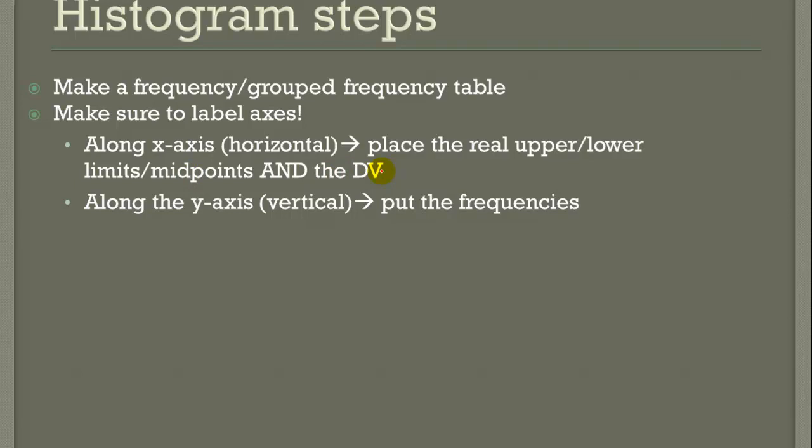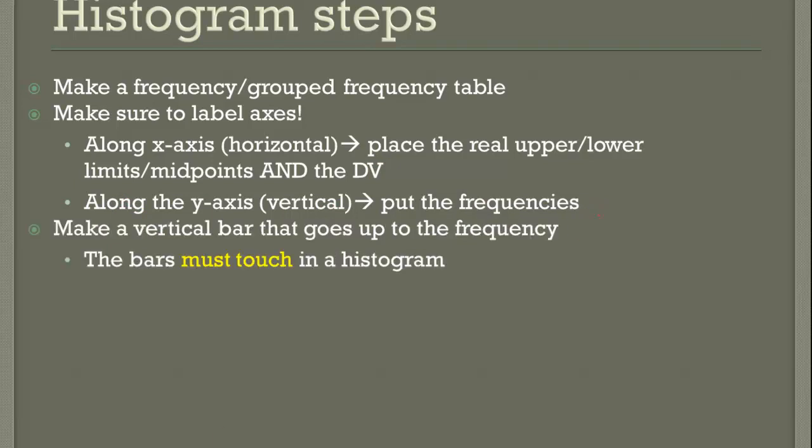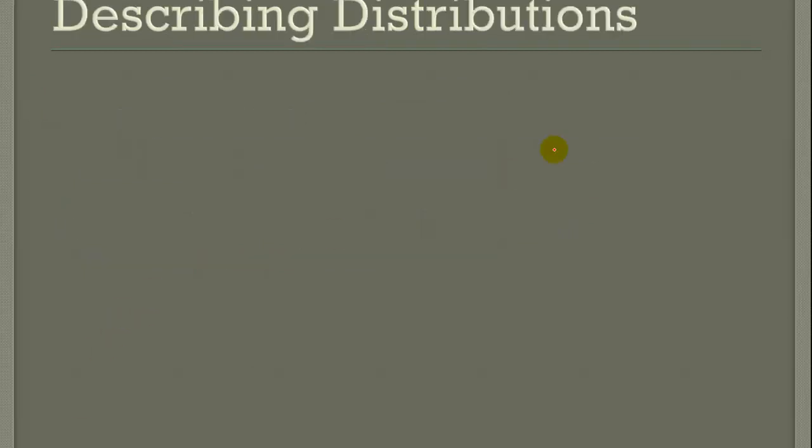So you're going to take your lowest value and your highest value and put that on there and everything in between, and then the y-axis is your potential frequencies. And very straightforward. Make a vertical bar that goes up to each frequency, have the bars touch each other. Very easy stuff. But okay, why do we care so much about histograms and frequency distributions?